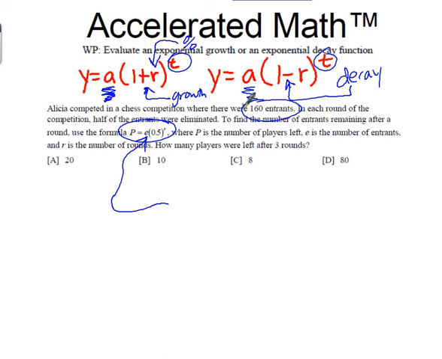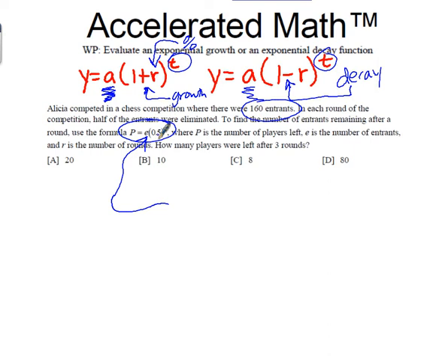Alicia competed in a chess competition where there were 160 entrants. In each round of the competition, half of the entrants were eliminated. So they matched people up and eliminated half of them. Somebody wins, somebody loses. To find the number of entrants remaining after a round, use the formula P equals E times (0.5) to the R power, where P is the number of players left, E is the number of entrants, and R is the number of rounds.